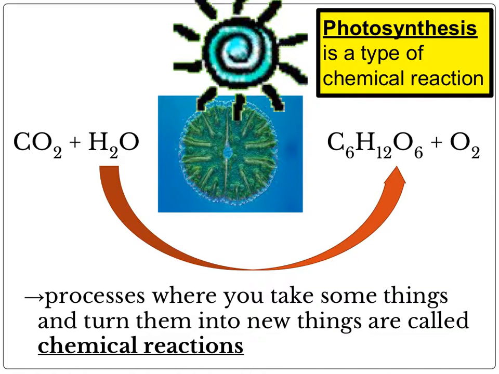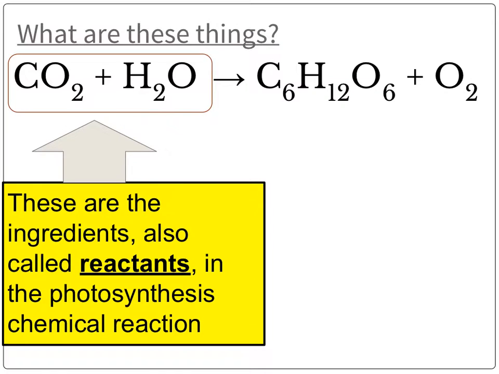Chemical reactions are a process that will convert some molecules into other molecules. Therefore, photosynthesis is a type of chemical reaction. There are two parts to a chemical reaction. This is a chemical equation, which is a way to write out what happens in a chemical reaction. The first part of the chemical reaction are the reactants, right here. These are the ingredients in a chemical reaction.